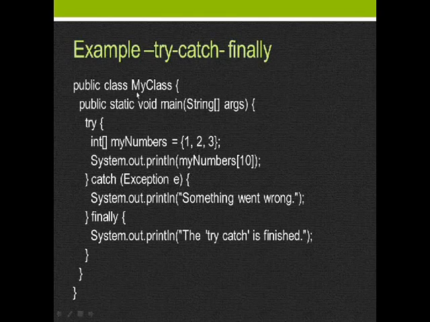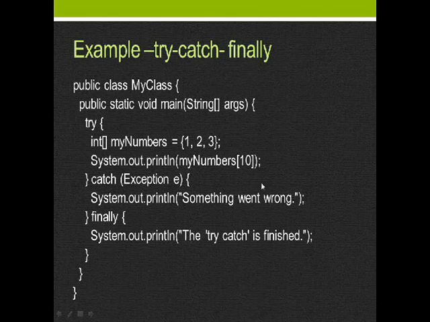Now public class MyClass, I have defined it, and this is similar. Try: integer array, this is an integer array of numbers, myNumbers, equals, we have initialized it 1 2 3, that is there are 3 elements. System.out.println myNumbers[10]. Now here is the catch exception, will print something went wrong. Finally, the System.out.println: the try catch is finished.